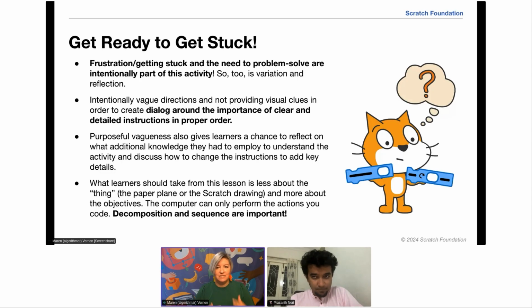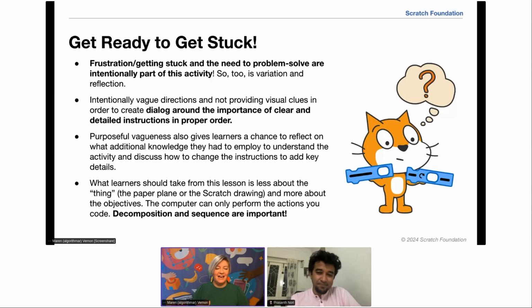By having these moments of frustration, our learners and ourselves get to really reflect on this additional knowledge maybe they had to bring in, and then understand why they needed to build that into their instructions in order for the computer to program what they expected. They have to think about what are key details. And so we're really challenging them to break things down in a very clear, very detailed way. And so decomposition and sequence are important here. The computer can only perform the actions that you code.